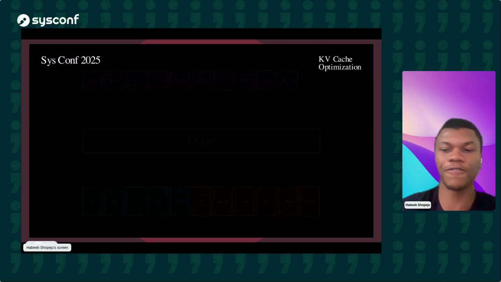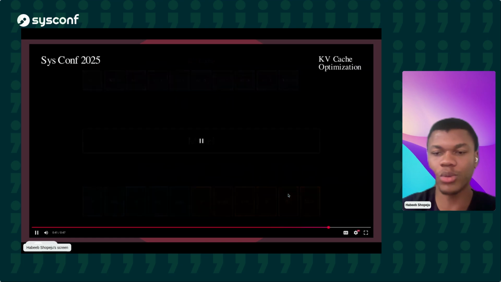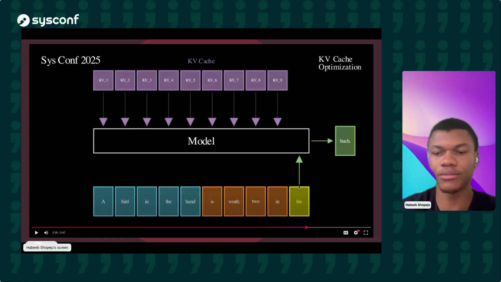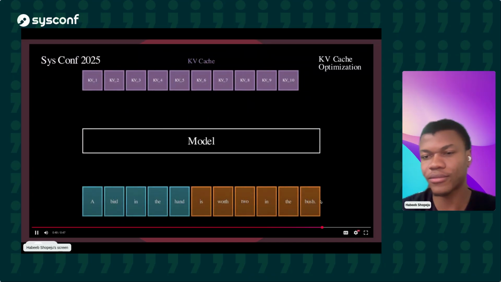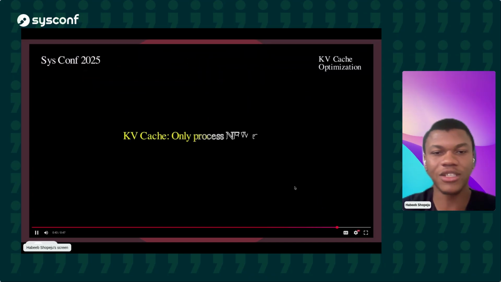And then imagine if at this point we had to compute attention for every single thing and pass all the tokens into the model. That's not very great. I'm going to go to the next part of this talk.